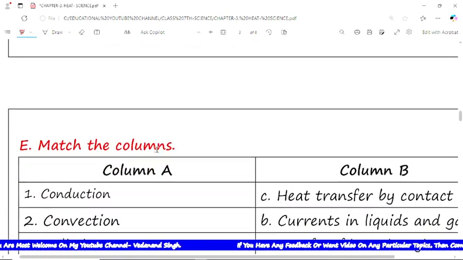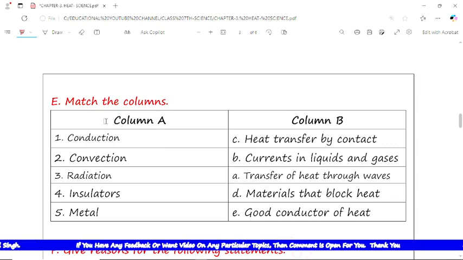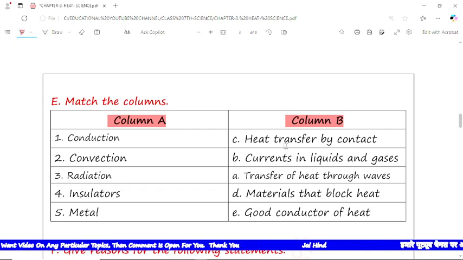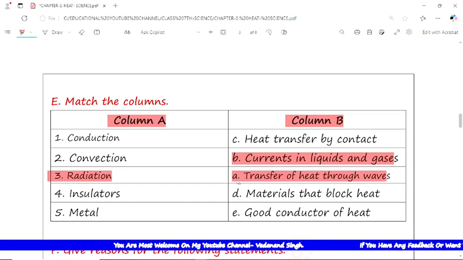Now the next type of question is match the column, which means you have to match column A with column B. We have already written the matching options, so you can do it correctly. Conduction matches C, that is heat transfer by contact. Next, convection, B is the correct option, meaning currents in liquid and gases. The third is radiation, meaning transfer of heat through waves. So A is the correct option.